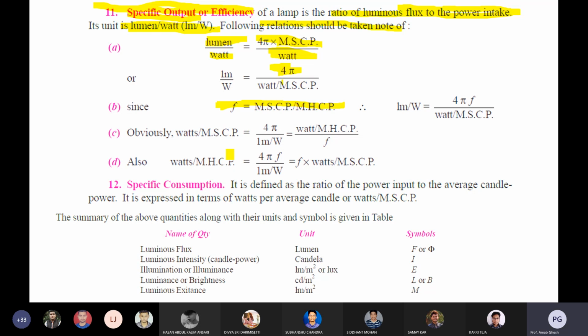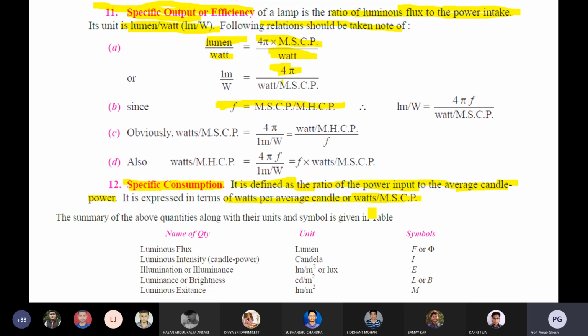Some basic formulas are given over here. When we are doing the numericals, based on those formulas we have to calculate the value. So today I am going to discuss some numericals. Another one is the specific consumption. What is the specific consumption? It is defined as the ratio of the power input to the average candle power. It is expressed in watt per average candle or watt per MSCP.